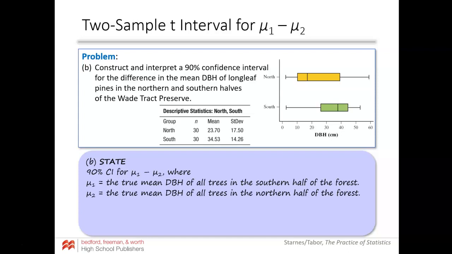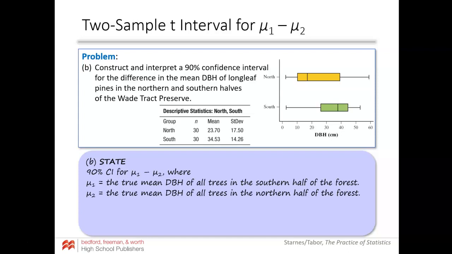So it says 90% confidence interval for mu sub 1 minus mu sub 2, where they're going to say mu sub 1 is the southern group. So it's the true mean for all trees in the southern half of the forest, the mean DBH. And mu sub 2 is the true mean DBH of all trees in the northern half of the forest.